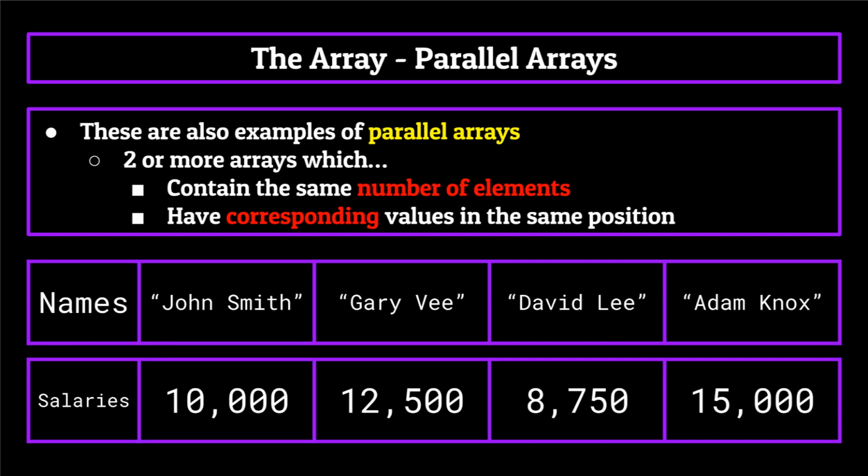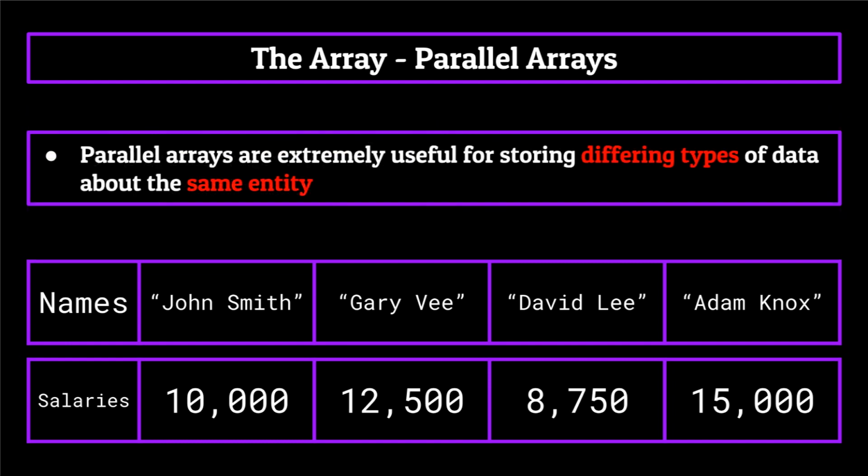This is really good because, as you'll see later on, we can't store differing types of variables in the same array. So we couldn't have these salary integers be stored in the same place as the name strings, making parallel arrays extremely useful for storing different types of data about the same entity.